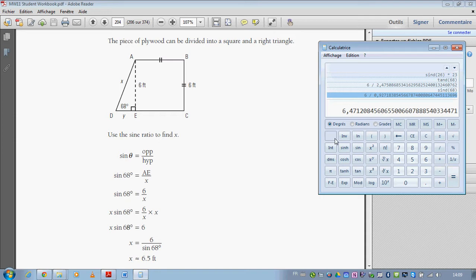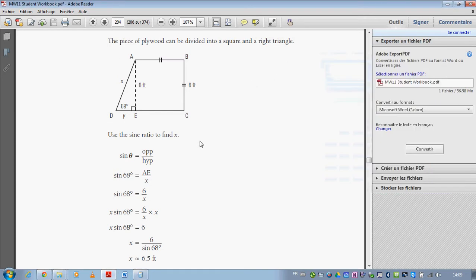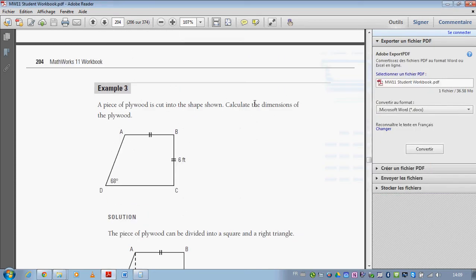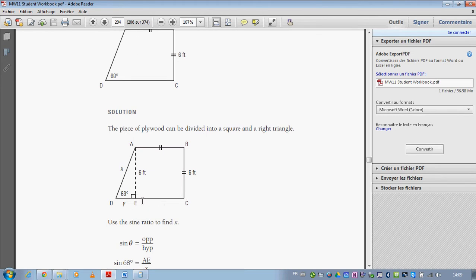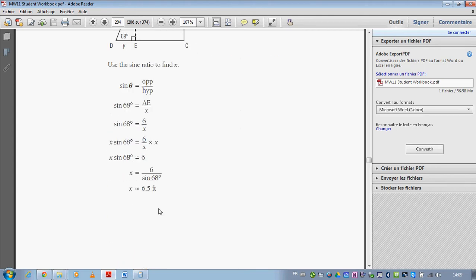6.4712 feet. Okay, so now we do have everything we need to figure out the total dimensions of the plywood. It wasn't asking us for a perimeter. It was just asking for the dimensions. This is 6 feet, this is 6 feet. This length right here was what we just figured out as being x, which was 6.4712 feet. And this side right here would be the 6 feet from C to E, plus our y value, which was 2.424. Therefore, that's 8.424 feet. Okay?